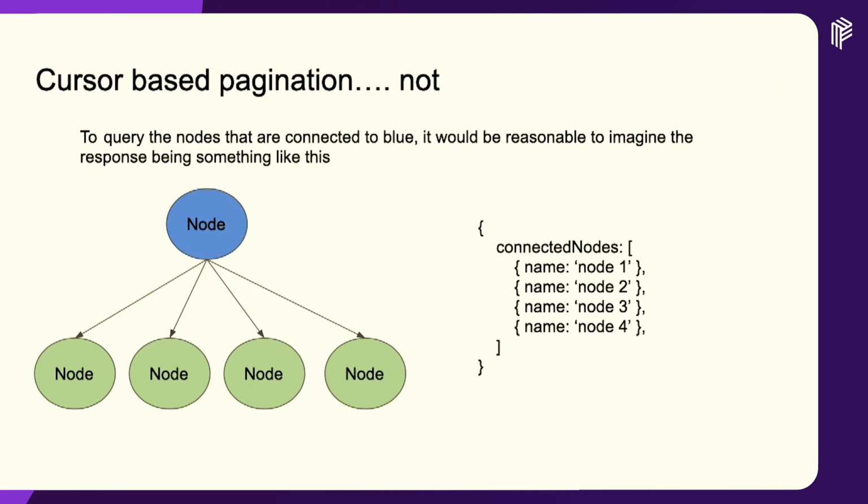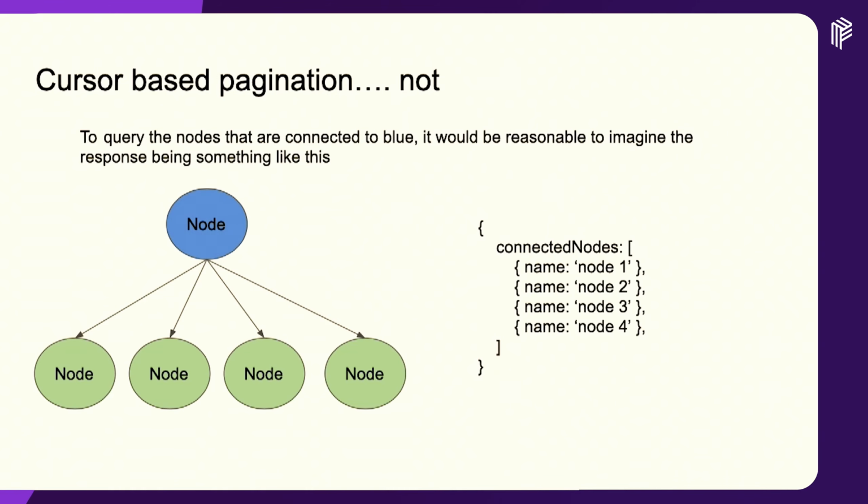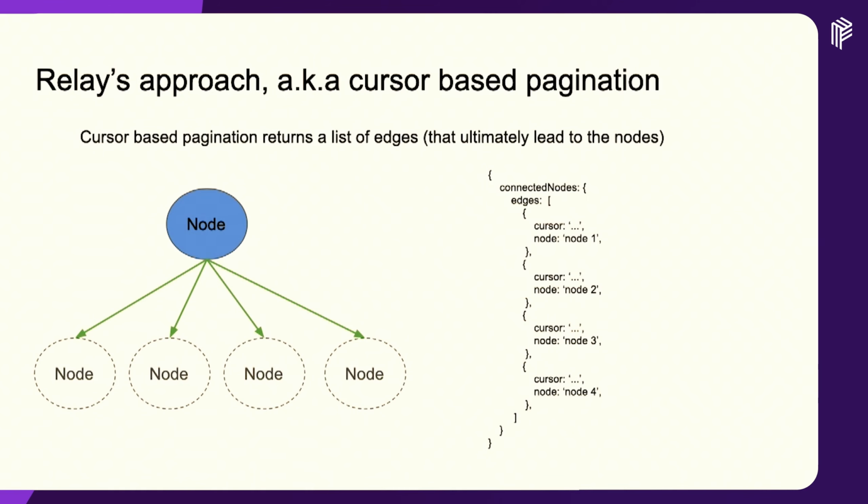So if I ask this node how many connections, or I say I want to see your connected nodes, you might think the way to implement this is that it'll say, well, here's an array of my connected nodes. But that's not what Relay does. What Relay does is it actually gives you the list of the arrows. And so these arrows are a list of edges, because the edges are the lines, right?